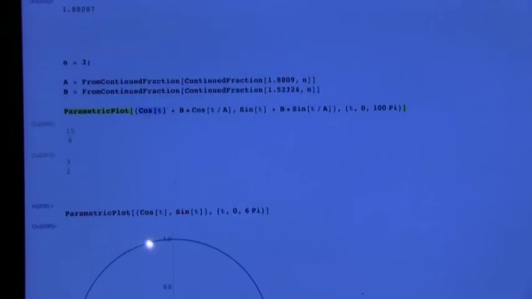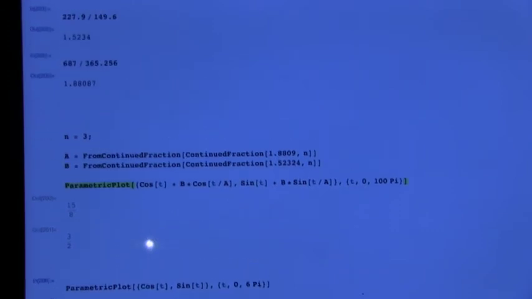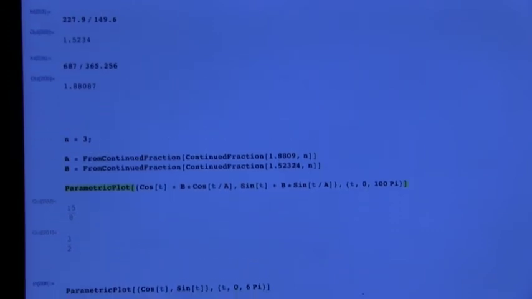Cosine and sine. Then I have to add in the other point and divide by 2. I'm just not dividing by 2 because I'm scaling it. So B is the ratio of the distance from the Mars radius to Earth's radius. It's about 1.5234, about 1.5 times away. You can see the first approximation used here is 3/2.